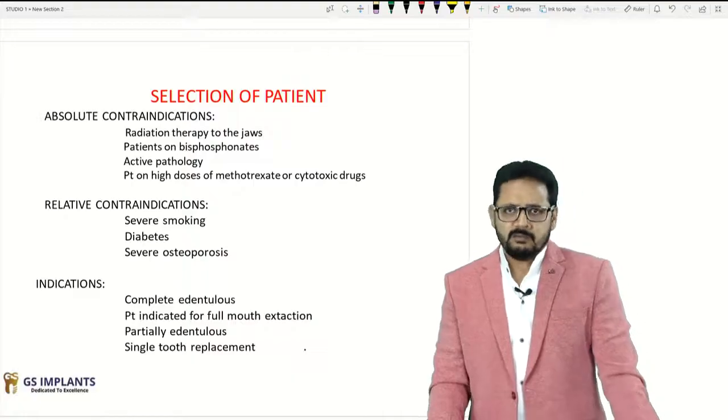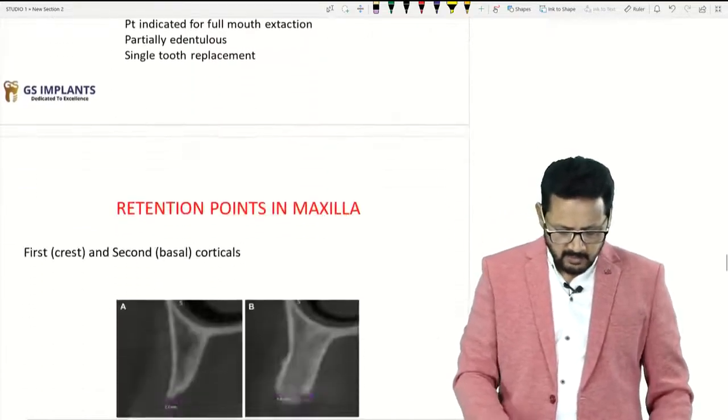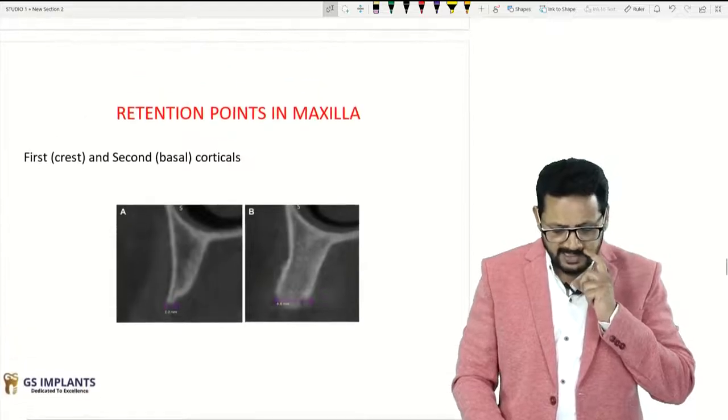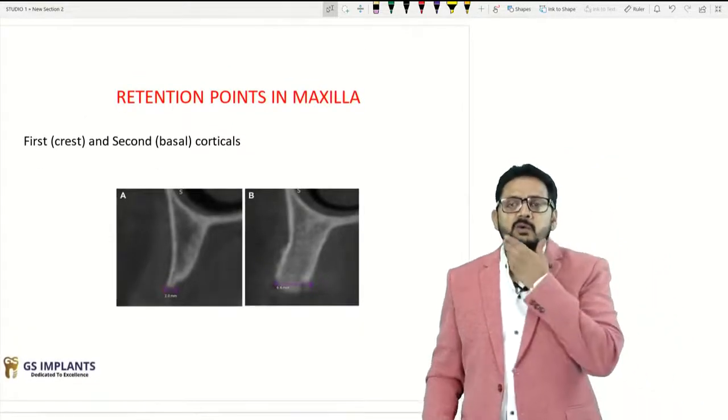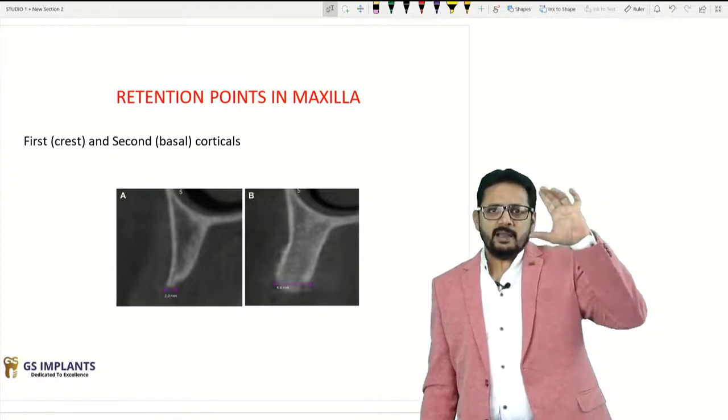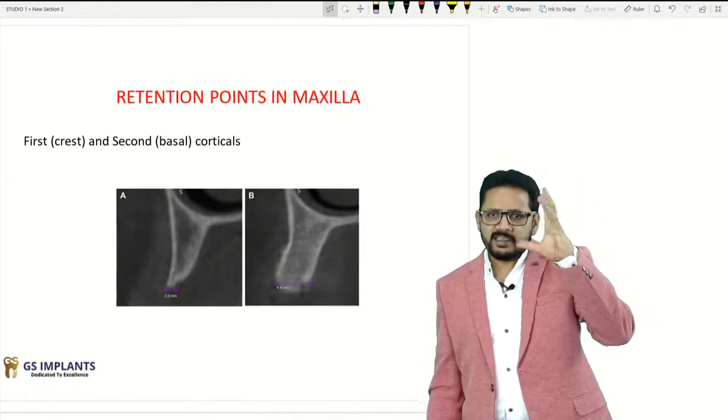No problem at all. Okay. Now this is very important. Now retention points in the maxilla. Now you should always know what is the first case, looking at the OPG or a CBCT.